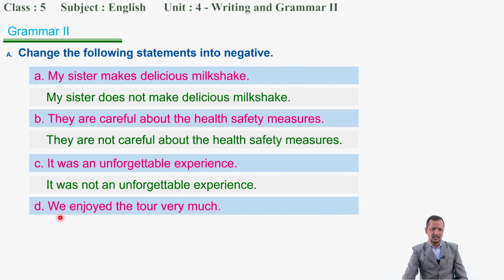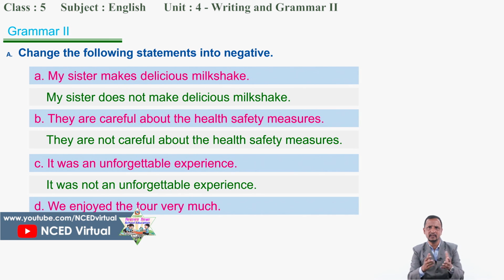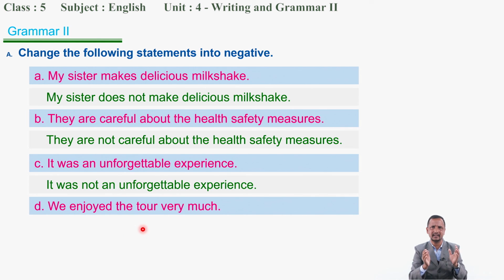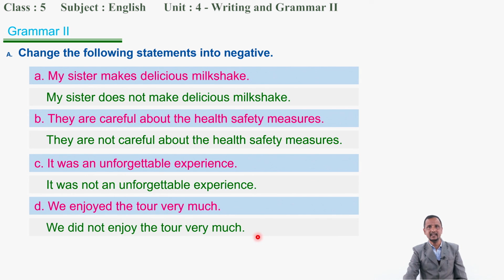Next one, D. We enjoyed the tour very much. Enjoyed, dear student. Similar kinds of problem here. Here also, what is the auxiliary verb? What do we have to use? We discussed earlier: if there is past form, we use does. Is it? No. Did. Very good. Then what will be negative? We did not enjoy the tour very much.